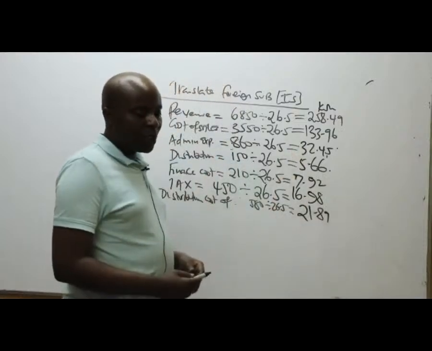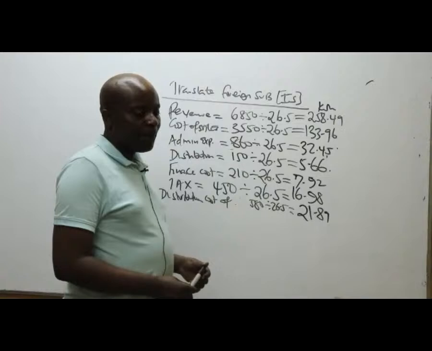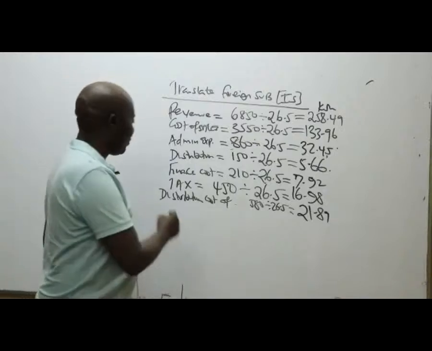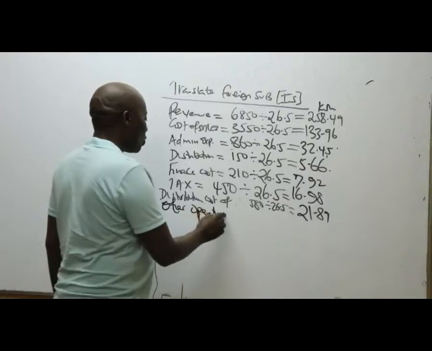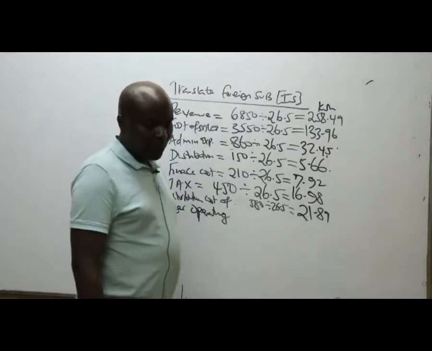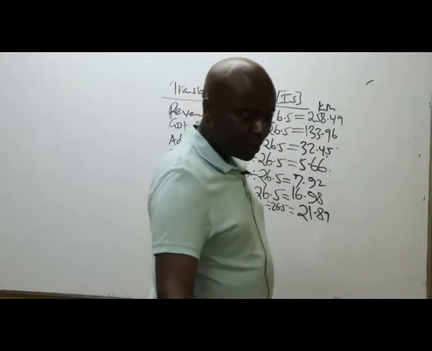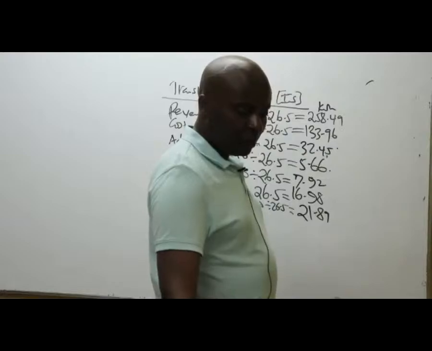Have we forgotten any expenditure up there? Other operating, I'm being told other operating. Other operating expense is supposed to be how much? Oh, distribution cost is supposed to be other operating expense, 150. Oh, what happened?